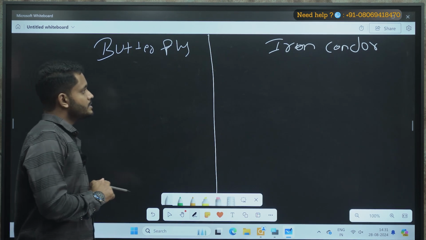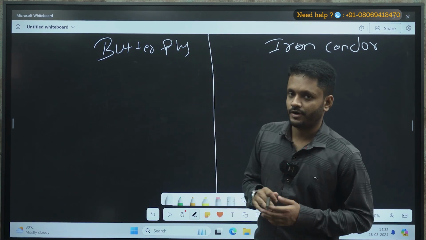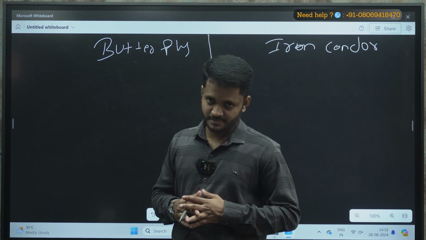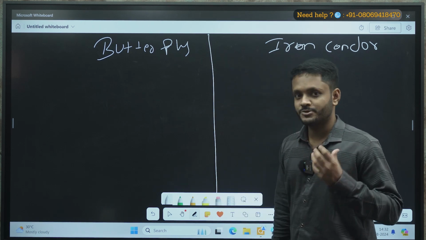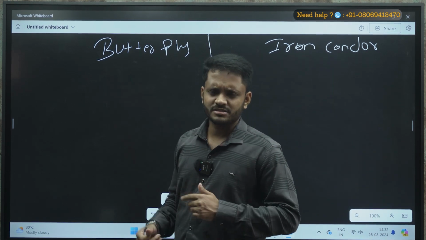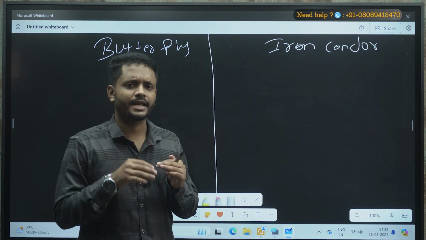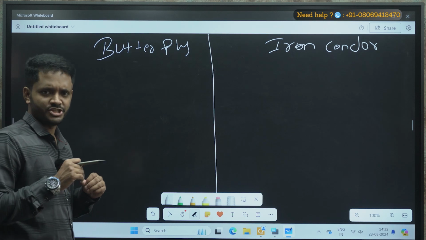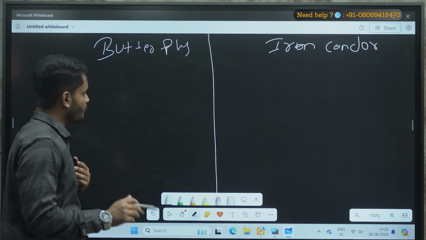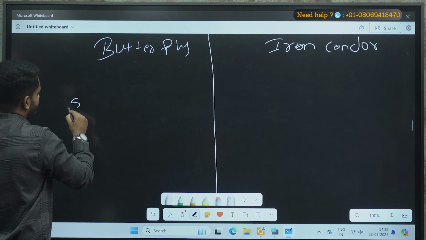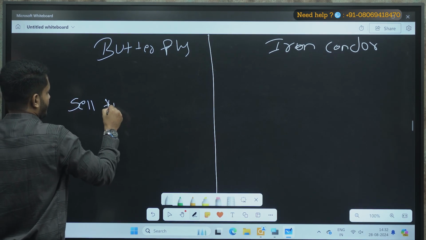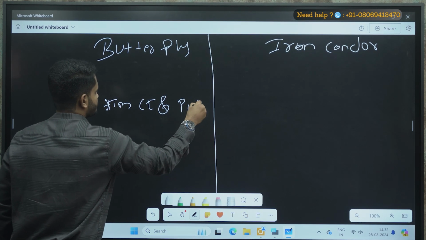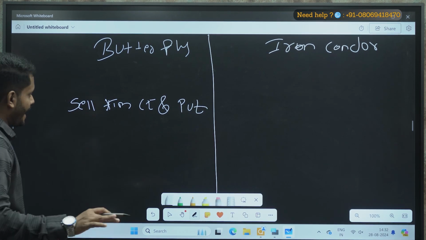When we deploy a butterfly, this is more from a seller's perspective. What do option sellers do? If the volatility has spiked up, or if they are expecting the market to stay range bound, they usually sell a range, correct? Now in case of a butterfly, what we do is sell the at the money call and the at the money put.